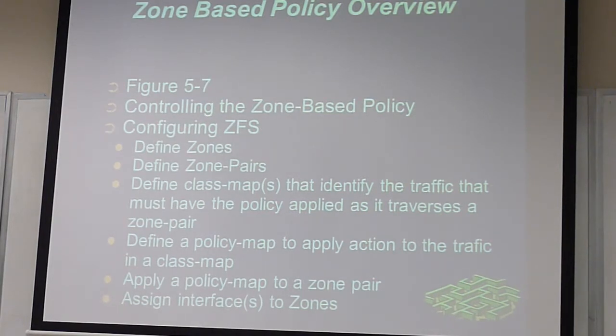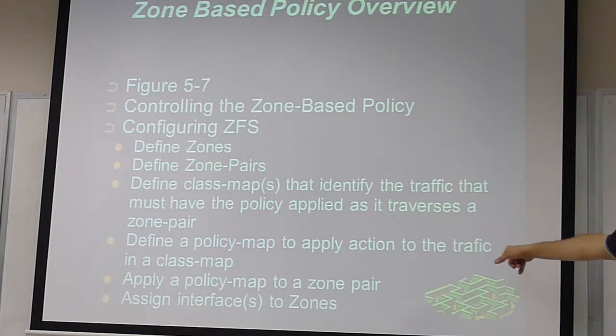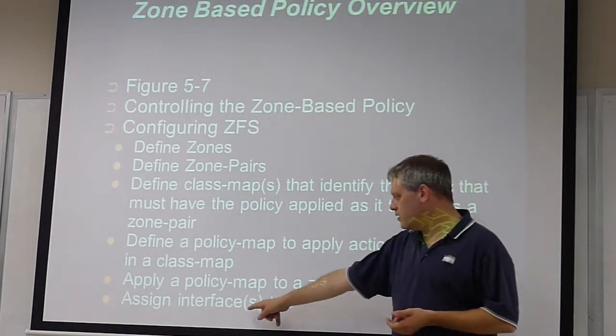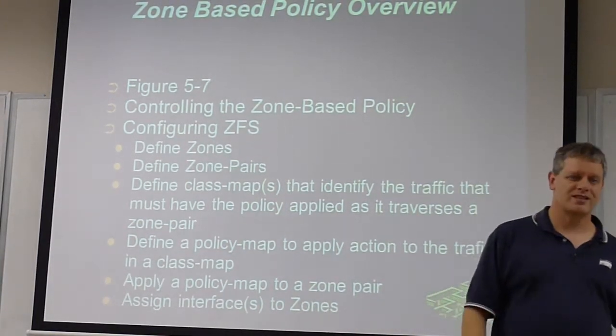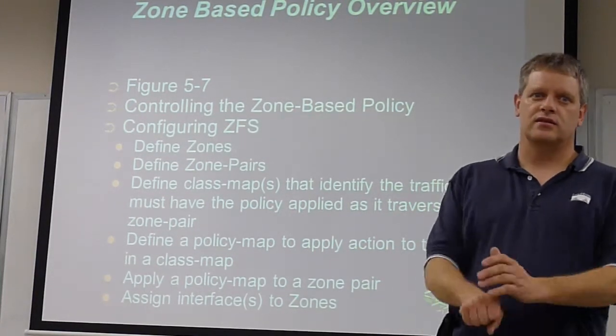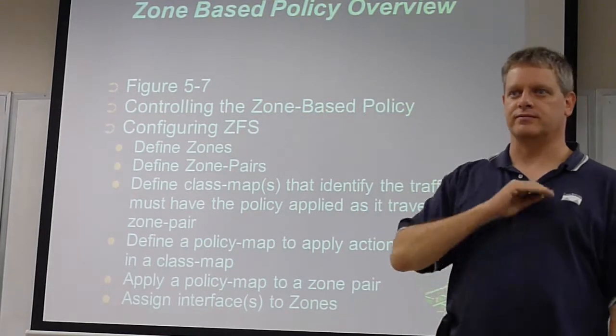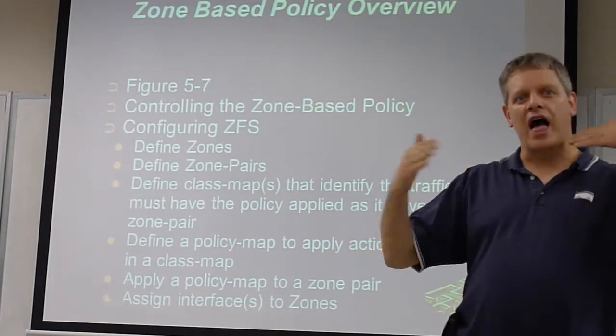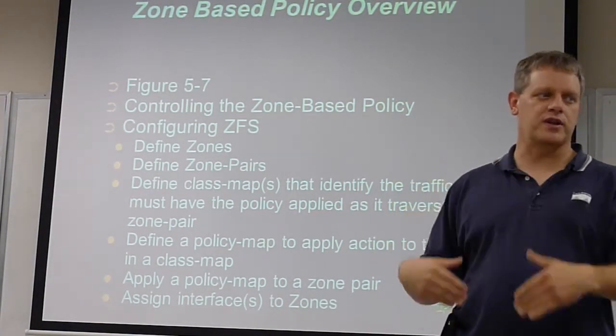Okay? With the zone-based policy, you have to define your zones. Define the class, build class maps. You have to do a lot of object-oriented programming. Define a policy map to apply the action to the traffic in a class map. Apply a policy map to a zone pair. Assign interfaces to the zones. It's a lot of programming. In the ASA, security level 50, security level 20. That defines your zones and your trust between interfaces. Done.